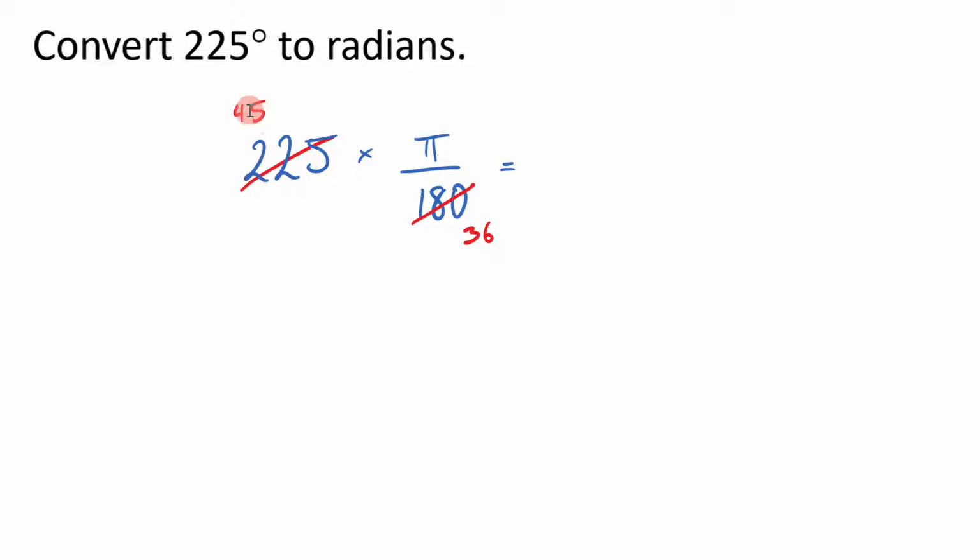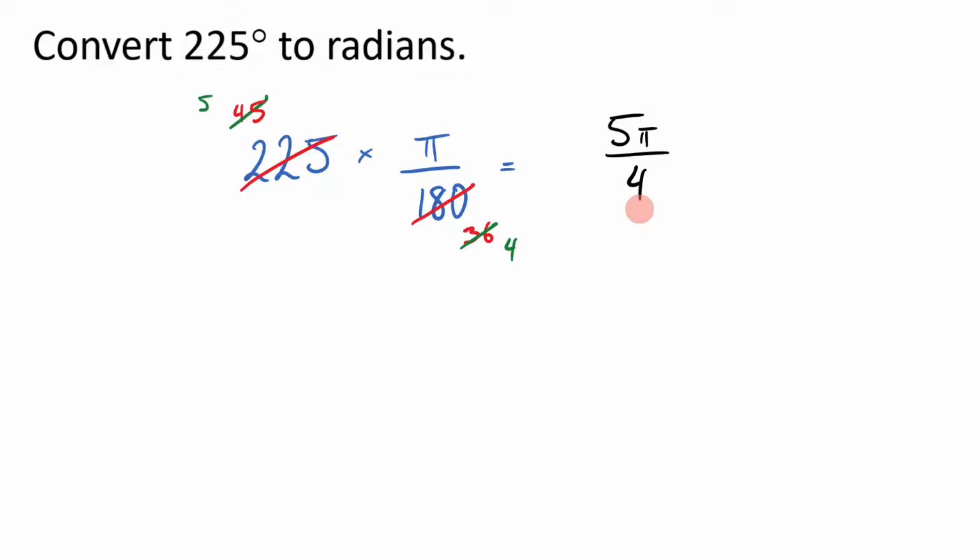Now, I see both 45 and 36 there. I know that both of those can be divided by 9. So this will become 5 and this will become 4. So that means my final answer here is going to be 5 pi on 4.